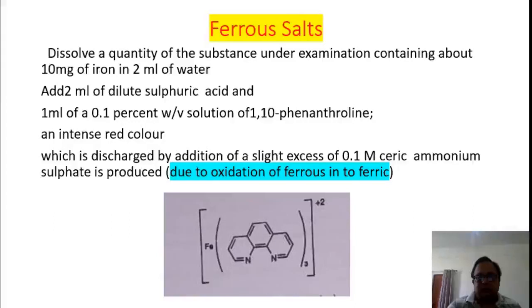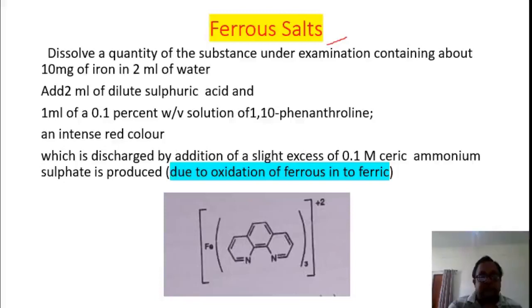Our next ion is iron. As we know, iron exists in two ionic forms. One is ferrous and another is ferric. So we will discuss both of them and we will try to understand how we can distinguish between the ferrous and ferric forms of iron.